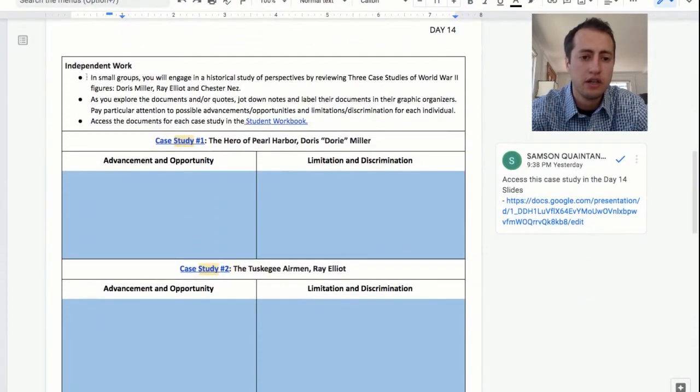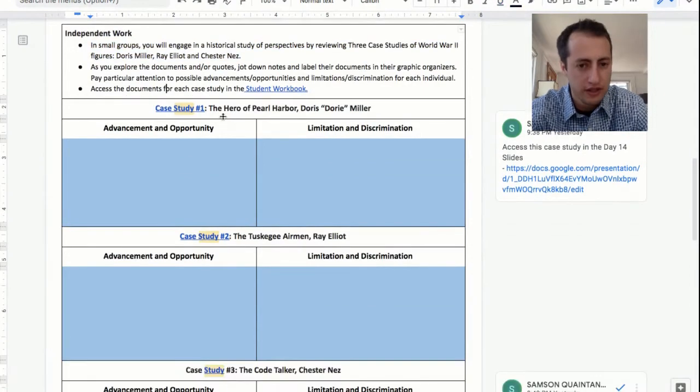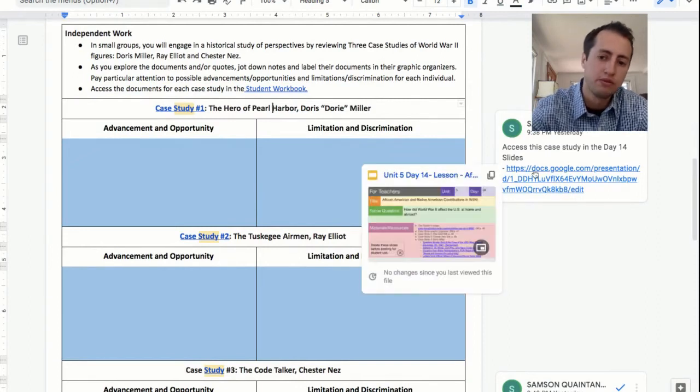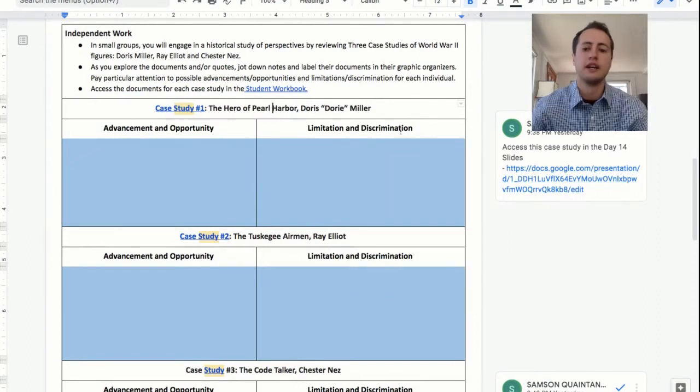So the directions are up here. If you're changing how you want students to do this, if they're doing it independently or in breakout rooms, you should change the directions accordingly. And the documents for two of the studies are located in the student workbook, but the first study is on the slides, and I talked about that in the previous video. So it is linked here, the slides are linked here, and the student workbook is linked here.